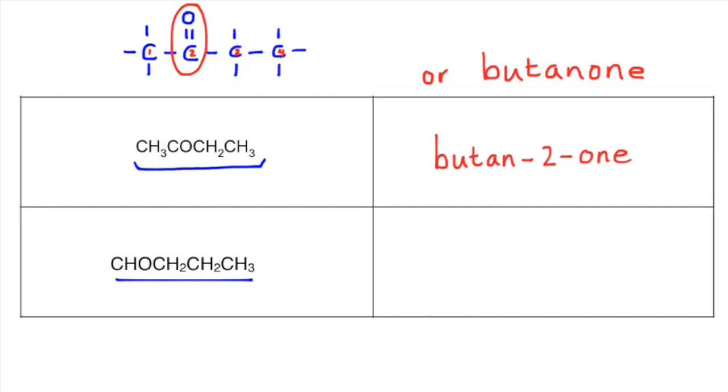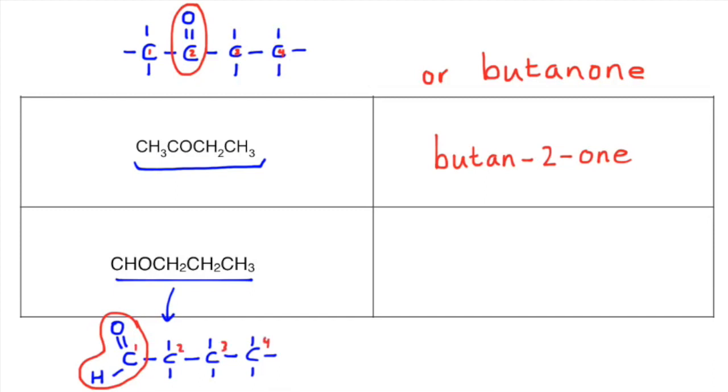Alright, the bottom one. Again, let's draw it out. CHO means that the terminal carbon must be double bonded to an oxygen and a single hydrogen. And that, of course, is the aldehyde functional group. Then a CH2, CH2, and a CH3. So there's our carbonyl group on the end of a chain, making it an aldehyde. We've got 4 carbons, and so it would be but- for the 4 carbons and -anal for the aldehyde functional group. So butanal.